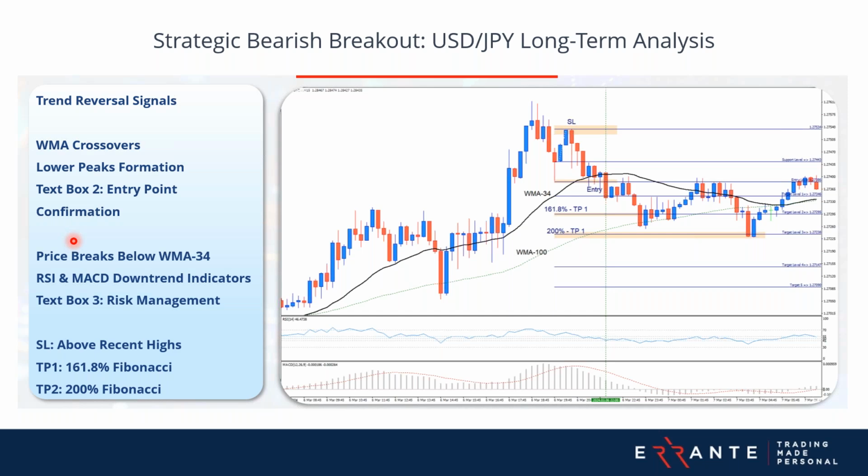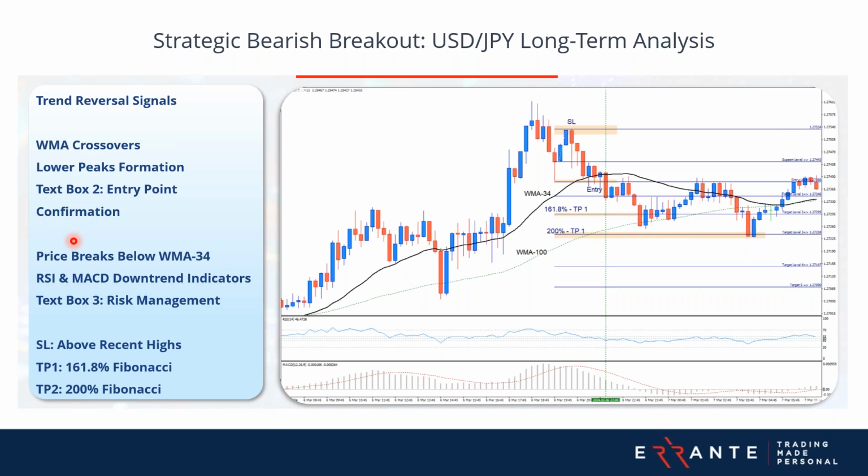So in that case, we see the weekly USD/JPY chart provides us with a clear example of the bearish breakout strategy applied on a larger scale, which can't be confirmed with more oscillators like RSI and MACD. In that case, we consider it a weak signal and we try to manage our risk accordingly.